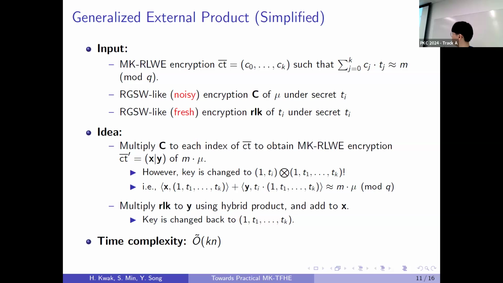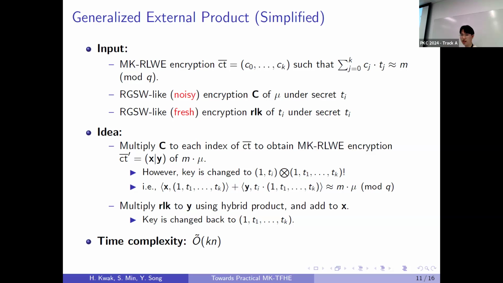Now let's get into the details of the generalized external product. We have three inputs: the multi-key encryption CT, a noisy, not fresh encryption C of mu on the secret t_i, which is the secret of the ith party, and a fresh encryption Relin key of t_i on the secret t_i. What we do here is multiply C to each index of CT, and then we obtain a multi-key ciphertext which encrypts m times mu, what we wanted.